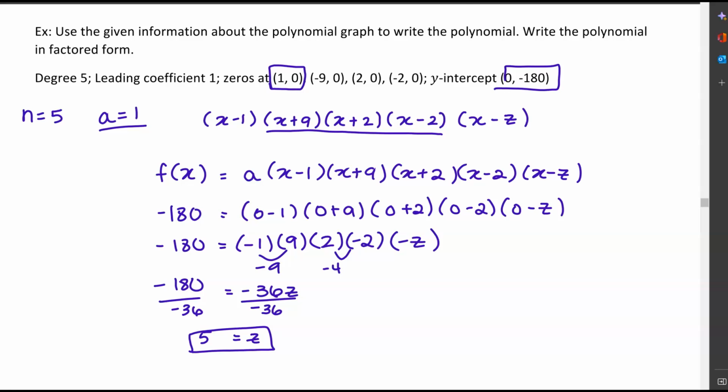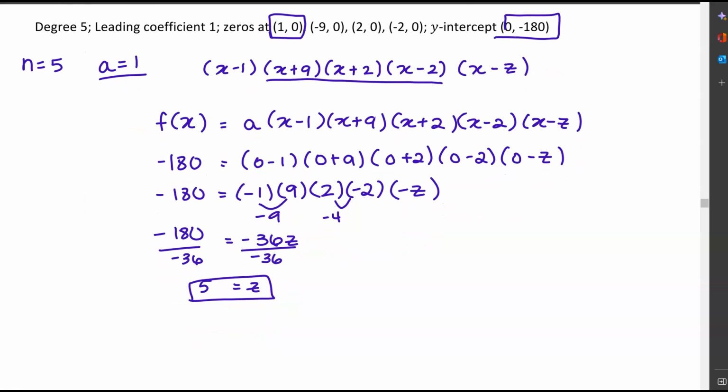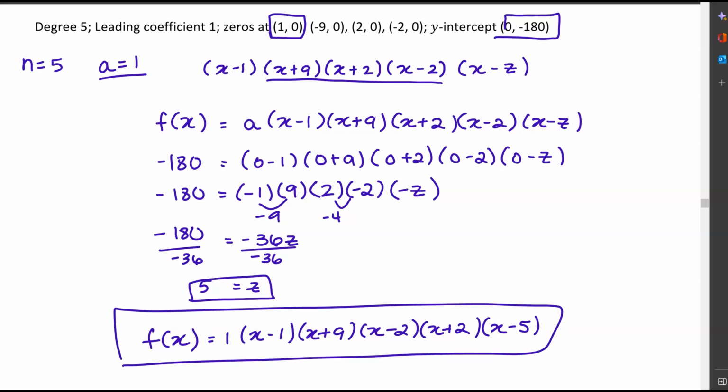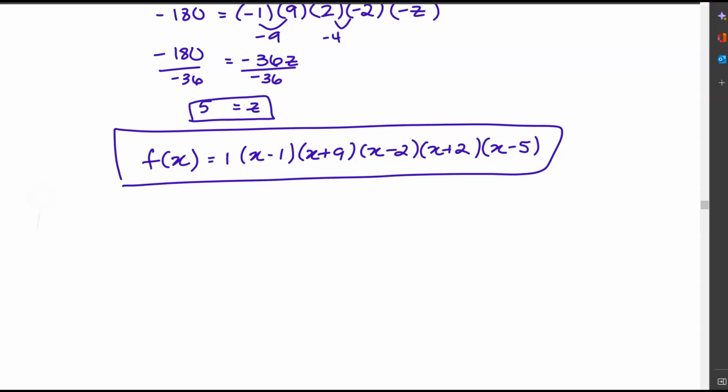Okay. So what's our polynomial function then? So our function would be f of x equals 1 because of our a. Then we have x minus 1, x plus 9, x minus 2, x plus 2, and then lastly x minus 5. This is our polynomial function based off of the conditions that were given to us. Okay? And I think that's it. We're all done.